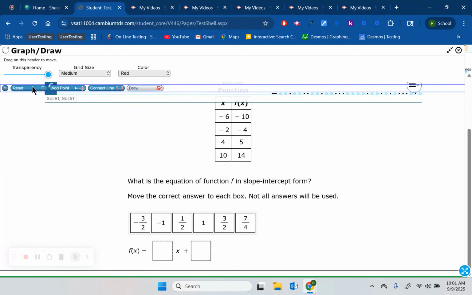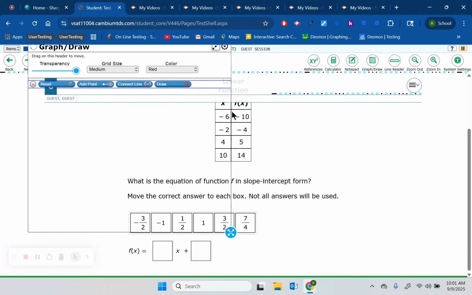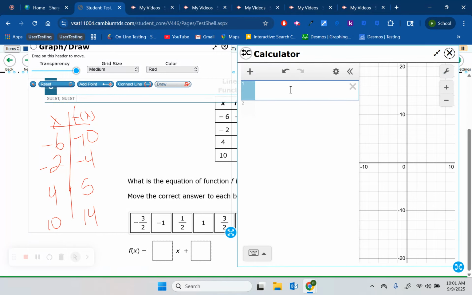So here it is. Let me shrink this guy up. I'm going to put him over here. I'm going to have to write this down. X, f of x, you can put y. -6, -10. -2, -4. 4, 5. Again, if you have your own paper, use your own paper. I don't like writing on the test. If I can take the test without writing anything down, I'm good.